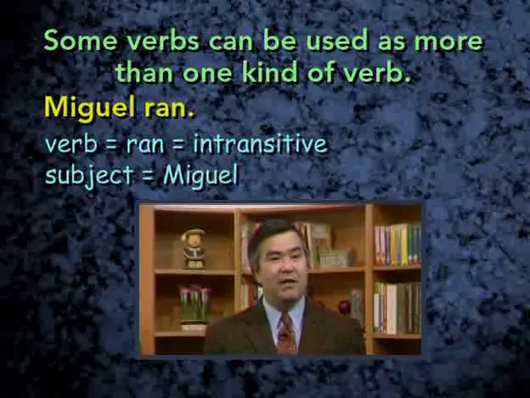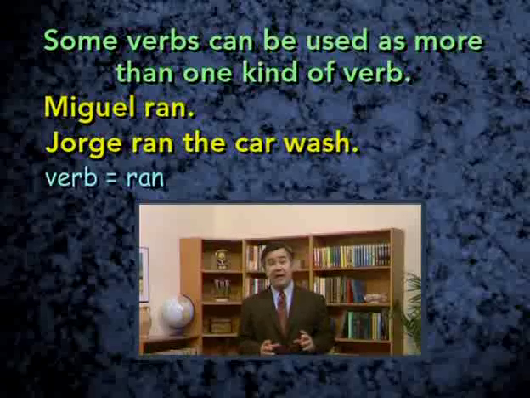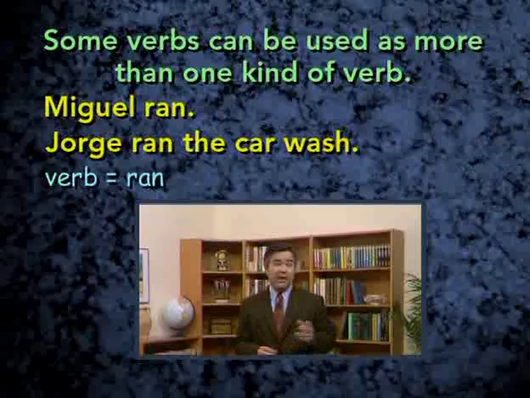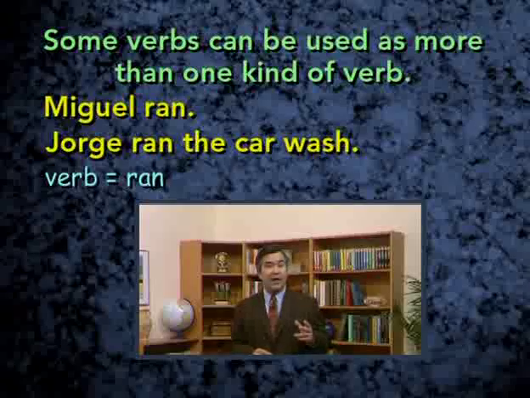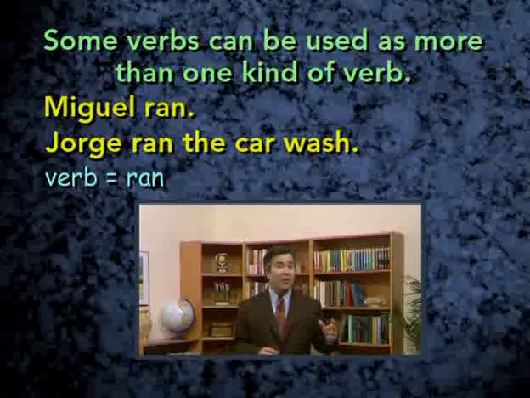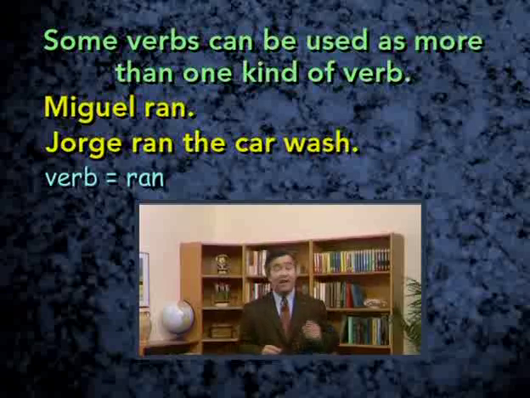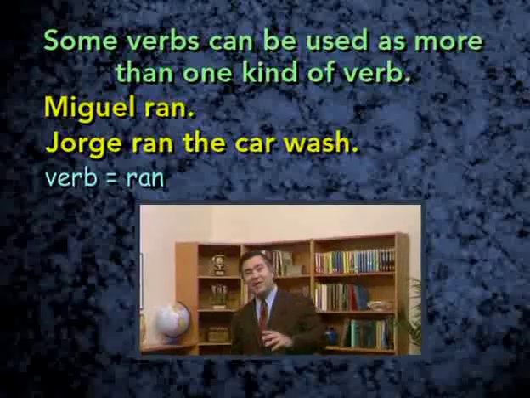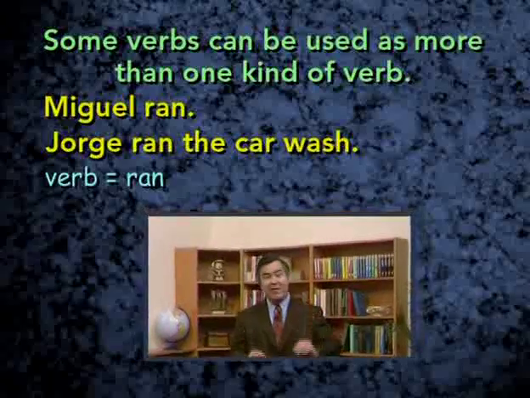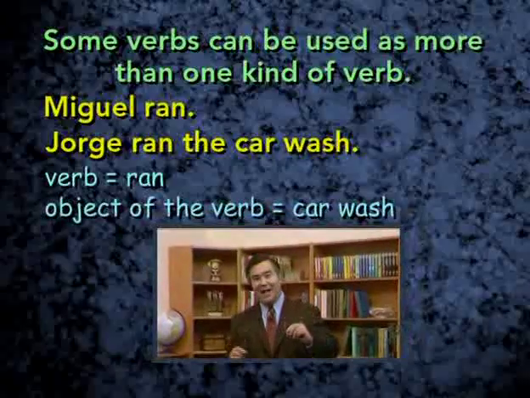But now compare it to this sentence. Jorge ran the car wash. Here we have the same verb, ran, but it's used in a very different way than in the previous sentence. In the previous sentence, we saw that the verb ran had no object. Miguel ran, and that was the end of the sentence. In this case, the verb ran does have an object. The action of the verb ran is being passed on to something which is receiving that action, namely the car wash. That is what Jorge ran.